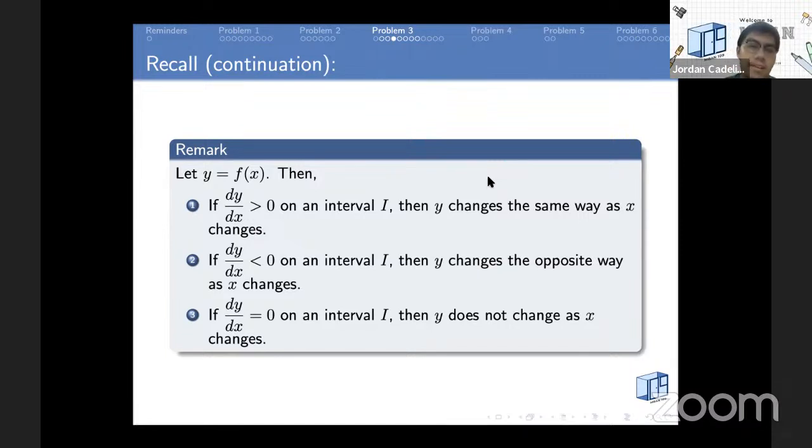Next naman, kung less than 0 naman ang change sa interval I, y changes the opposite way as x changes. Kung dito sa una, same yung direction ng change, dito naman opposite yung direction. So bale, if x increases, yung y naman natin this time decreases. Tapos if x decreases, yung y naman natin nag-i-increase. Tapos last but not least, kung wala nang change na nangyayari or dy over dx equals 0, so y does not change when x changes.